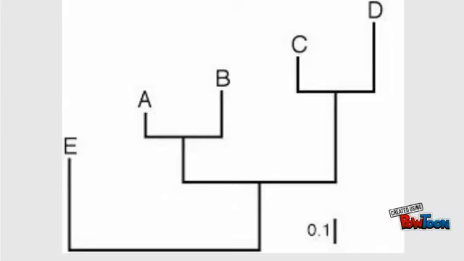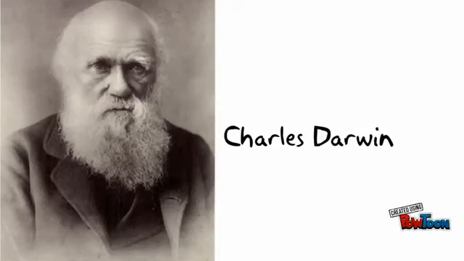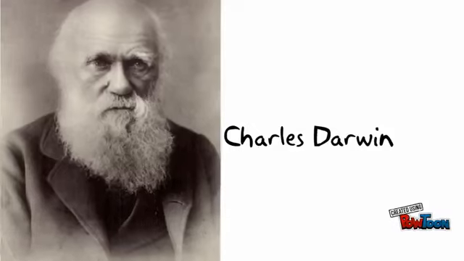However, before we look at the aspects of a phylogenetic tree, let's take a brief moment to discuss the man who shed light on this concept, Charles Darwin. Darwin was a naturalist born in England who spent 5 years traveling the globe on the HMS Beagle. His observations led him to formulate his own theory of evolution and the concept of natural selection.